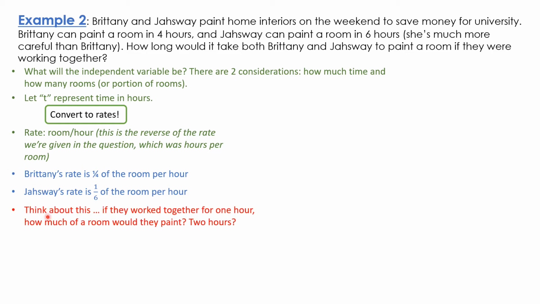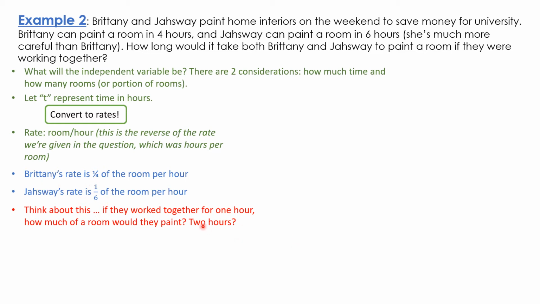If they work together for 1 hour, how much of the room would they paint? So this is where you don't just add it up and say 4 plus 6. If they work together for 1 hour, Brittany's going to get 1/4 of the room done in an hour. Jazzway's starting at the other end of the room. She's getting 1/6 of the room done in an hour. So if they had 1 hour to paint, we would be adding these numbers here.